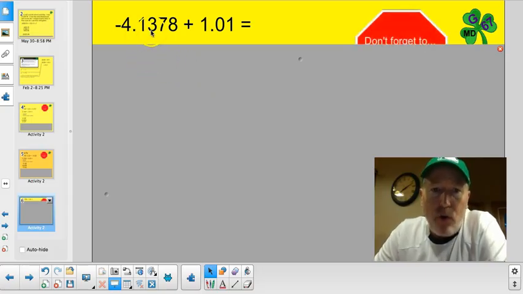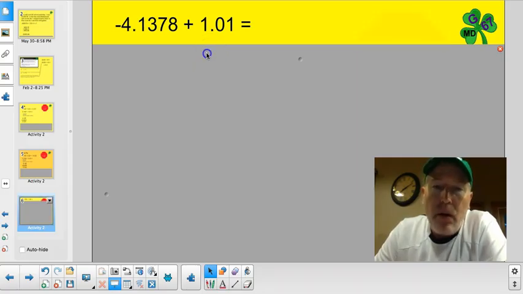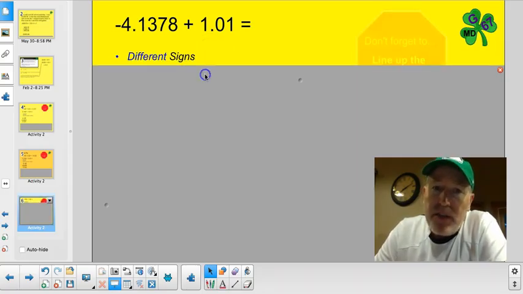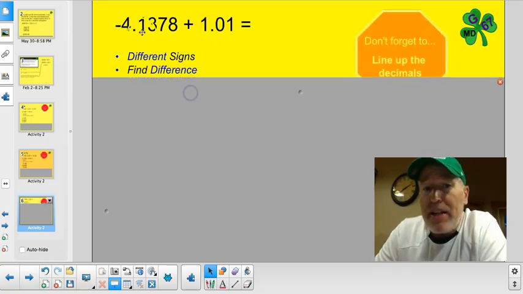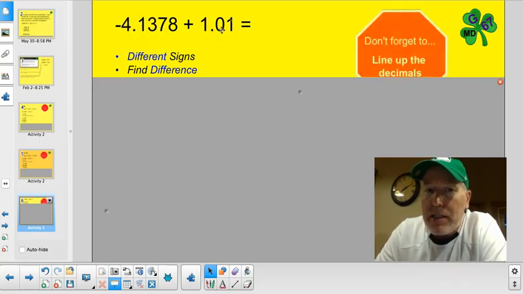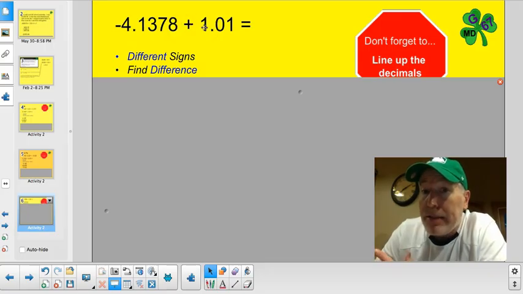All right, let's take a look at a different problem for instruction. Now I have a negative 4.1378, and I'm going to add 1.01. All right, well, these here have different signs. Now I've got a negative and I've got a positive. So this is that case where I need to find the difference between these two numbers, because I've got a whole bunch negative here and I've got a little positive. So I'm going to subtract to see how much I bailed myself out. Or my negative number is going to be a little bit smaller because this one's positive. So basically I got minus 4 and I'm going to add 1. My answer is going to be like minus 3, right?